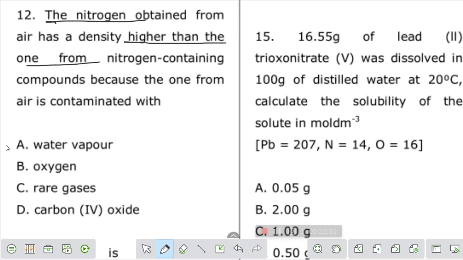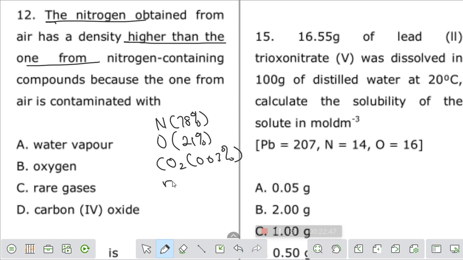Why? Because I told you that in the air we have nitrogen, which makes up 78%. In the air we have oxygen, 21%. In the air we still have carbon dioxide, 0.03%. And the rare gases, all those noble gases, they are 0.97%.